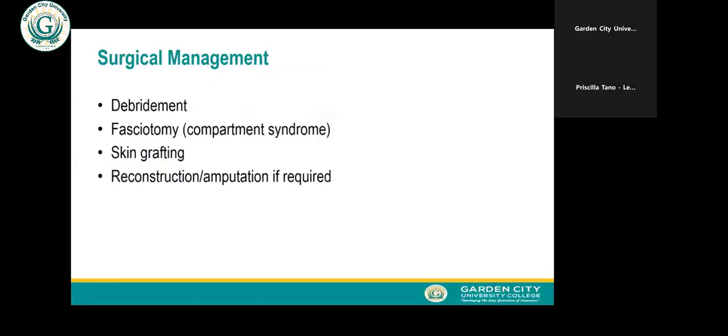Surgical management. We can do debridement. We can do fasciotomy, especially with the limbs and if the muscles are involved. If you suspect compartment syndrome, you have to do fasciotomy. Skin grafting is mostly done for them, depending on the extent of the wound. Amputation and any reconstruction is also done.